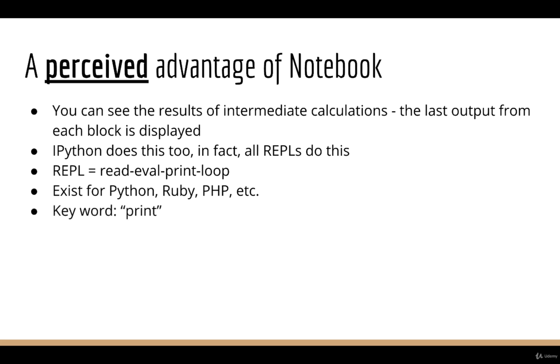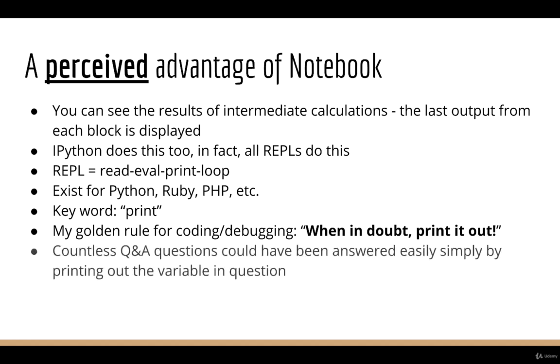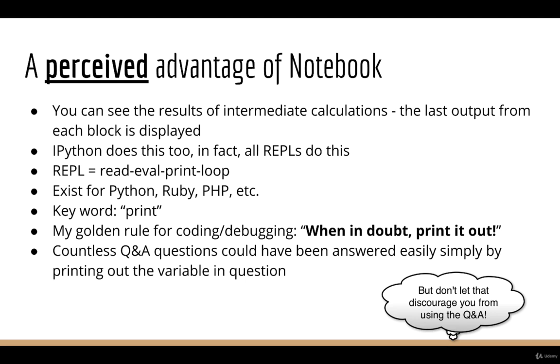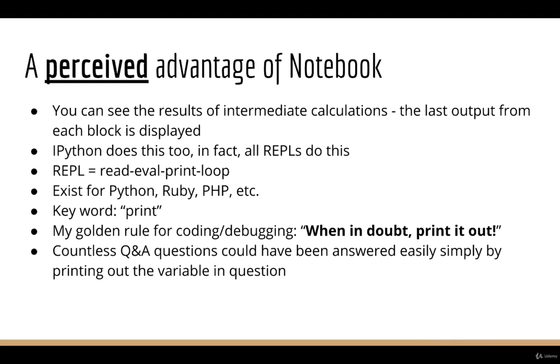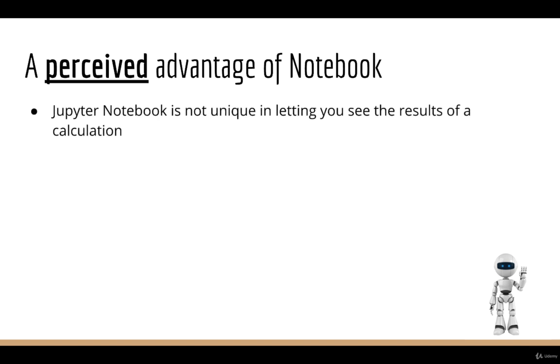Why is that? Well, one of my golden rules for writing and debugging code is when in doubt, print it out. I can't tell you how many times I've gotten a question on the Q&A when it could have been easily answered by inserting a print statement into the existing code. Anyway, what's the point of this long discussion about printing things out? Well, it's that if you think Jupyter Notebook is the only program that helps you do this, you need to expand your horizons a little bit.